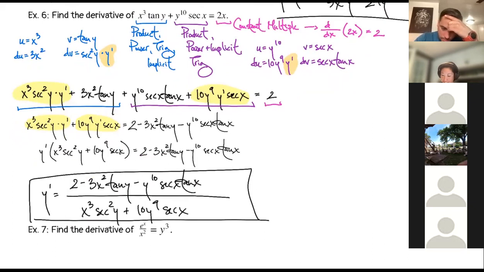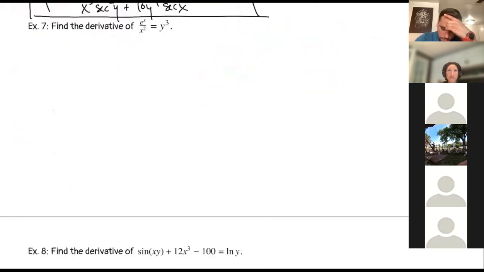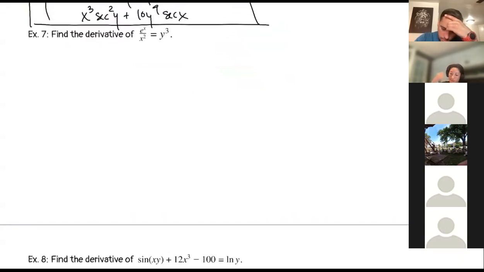All right, we've got a little bit of lag going on the screen, but let's take a look at example number 7 here. Find the derivative of e to the x over x squared equals y cubed. Now we have a couple of choices here. The way it's set up, what rule are they asking us to use on the left-hand side? Yeah, they're asking us to use the quotient rule, right?